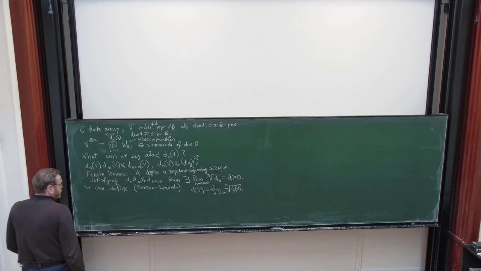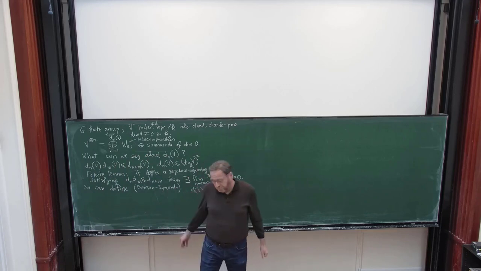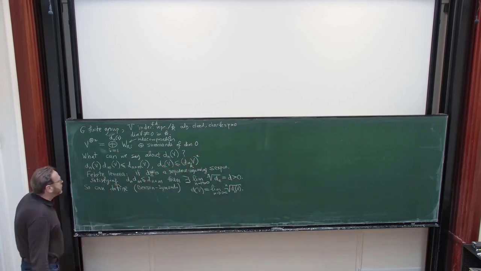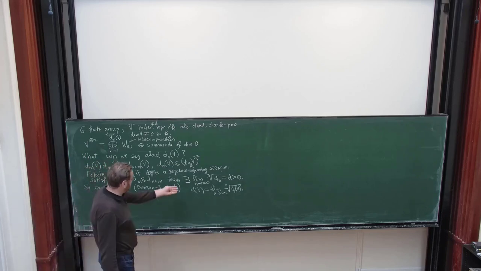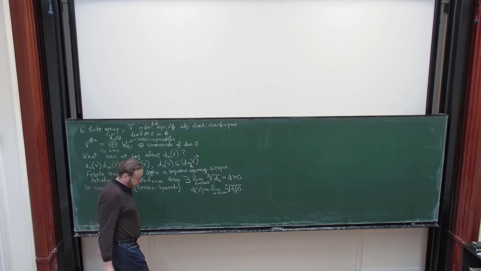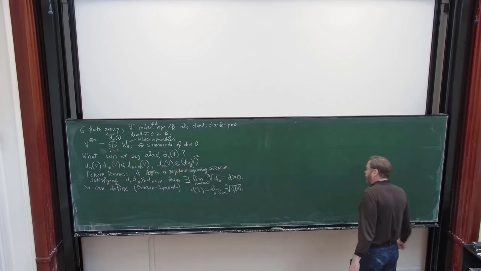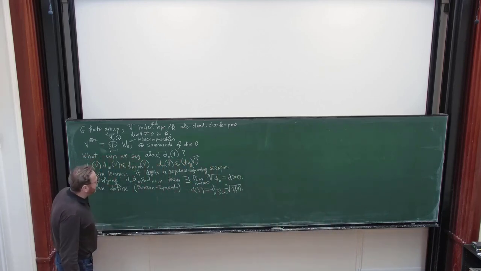And so the question is, what can we say about this number? So that's a positive real number. And from elementary considerations, it is not easy to say much more than that. It's a real number, bigger or equal to one, less than or equal to the dimension of V. Well, you can say a few more things, but not much more than that.